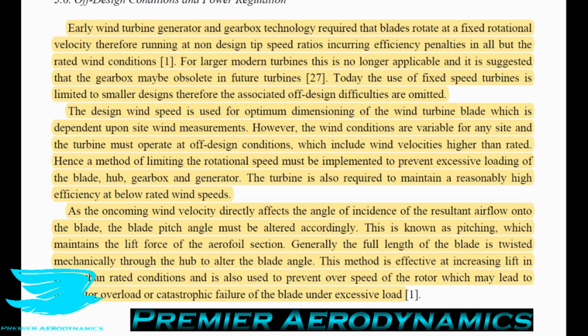And again, this is probably being able to come about due to increases in turbine and generator and gearbox technologies of turbines.